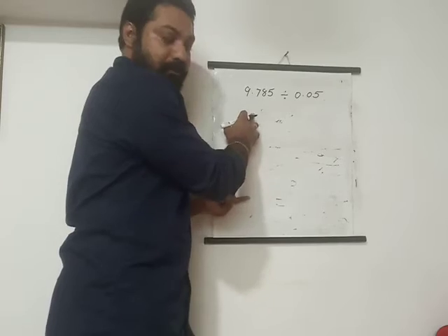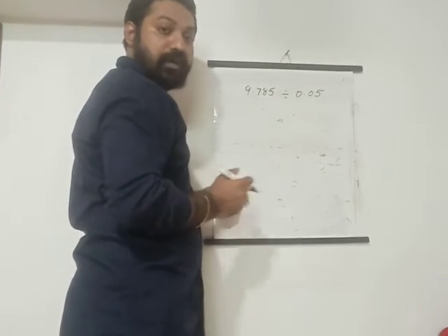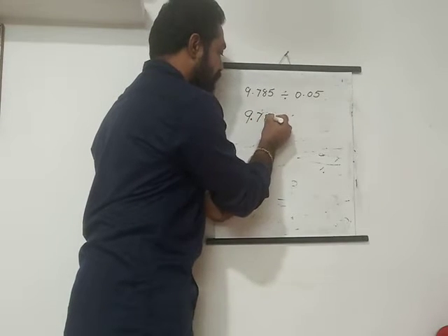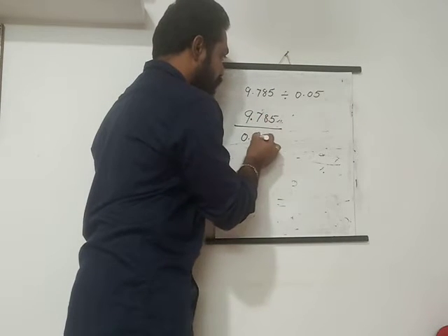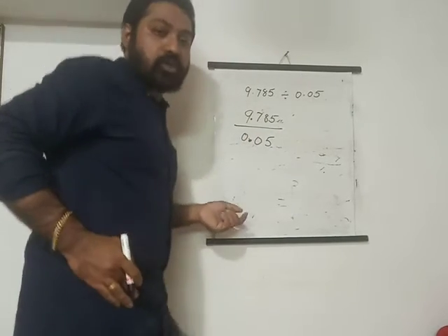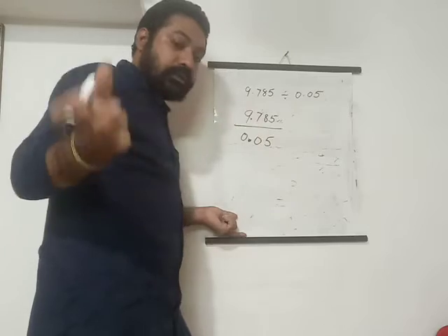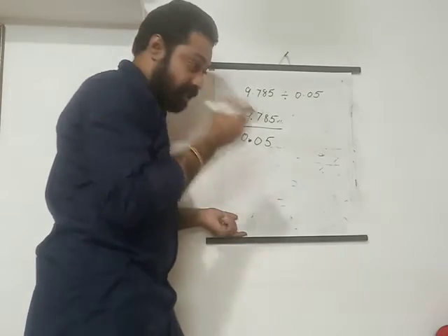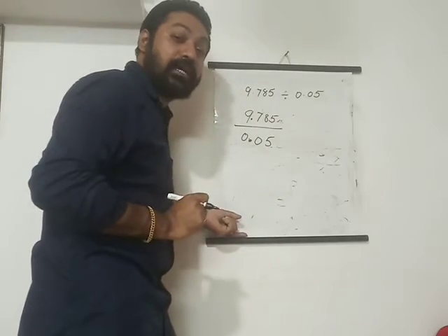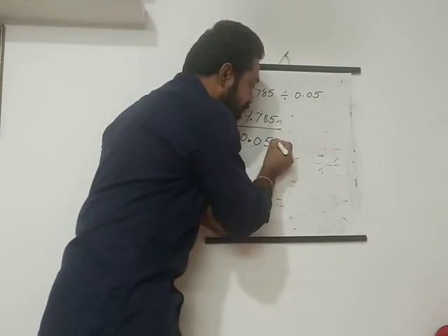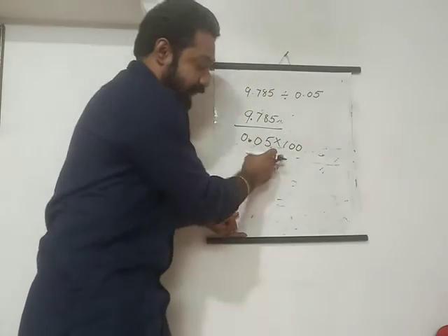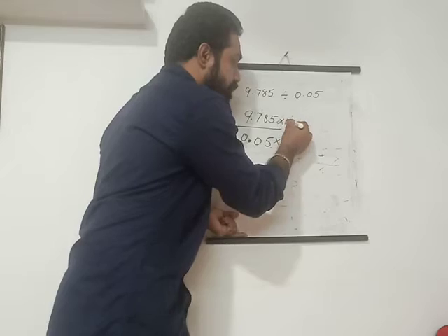Now let's take 9.785 divided by 0.05. So what we have to do? Write 9.785 divided by 0.05. So I need to convert this number into a whole number. Here it is 0.05, 2 decimal places. So which number do I have to multiply? Yes, with 100. So the same thing I have to multiply here too, isn't it?